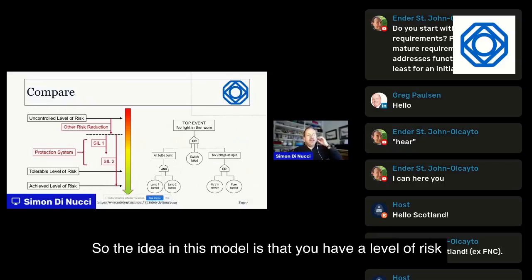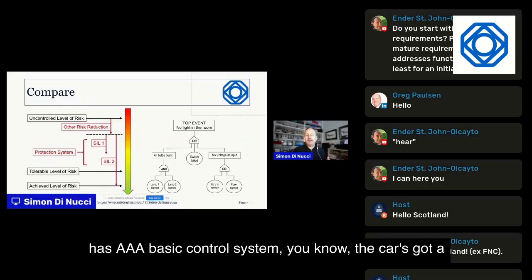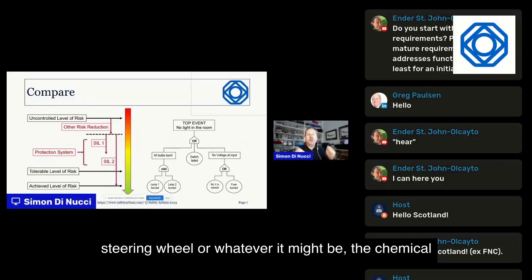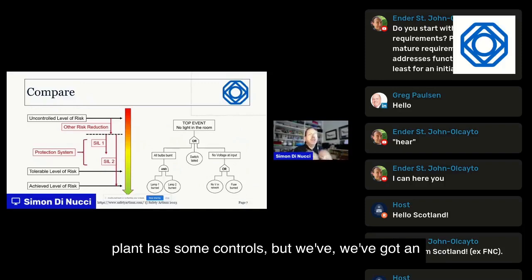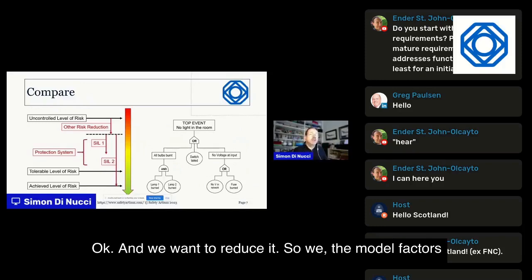The idea in this model is that you have a level of risk with a system, and we assume that the system already has a basic control system. You know, the car's got a steering wheel or whatever it might be. The chemical plant has some controls, but we've got an uncontrolled level of risk which is too high, and we want to reduce it.